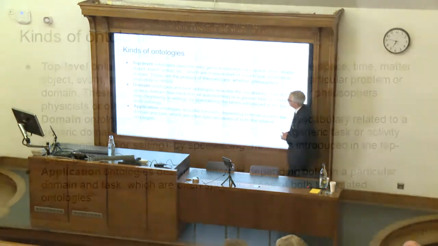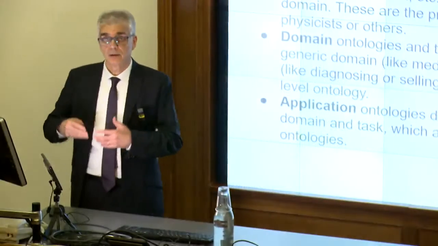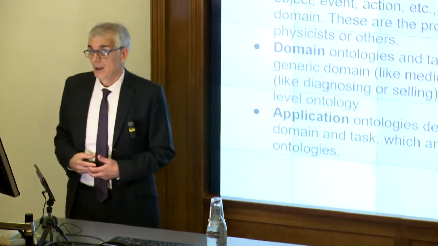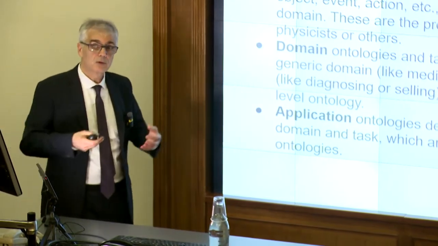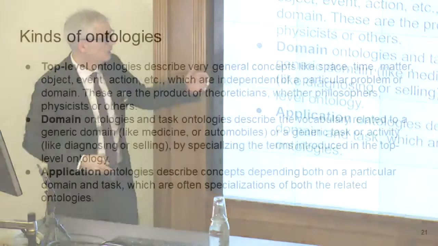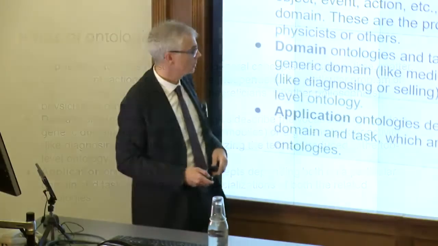There are several kinds of ontologies. You probably heard about top-level ontologies, which describe concepts like space, time, matter, object, these things that philosophers and theoretical physicists, theoretical scientists discuss. And then there are, at a lower level, as specializations of these concepts, domain ontologies and task ontologies, which describe the vocabulary related to a particular domain like medicine, automobiles, or tasks by specializing the terms introduced in the top-level ontology.